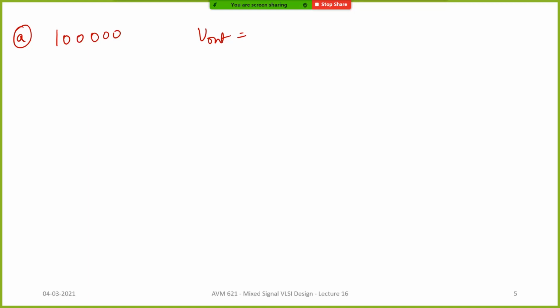What is the expected value theoretically? 2 raised to n minus 1 by 2 raised to n VREF. Correct. So what does that evaluate to? 2 raised to n minus 1 divided by 2 raised to n into VREF. What is this?